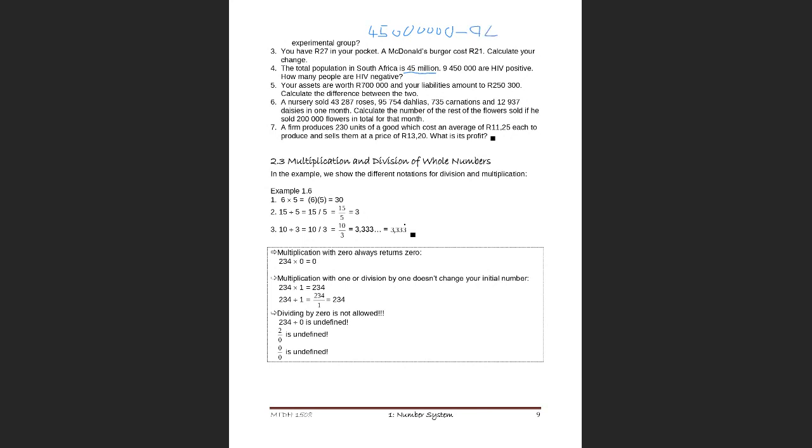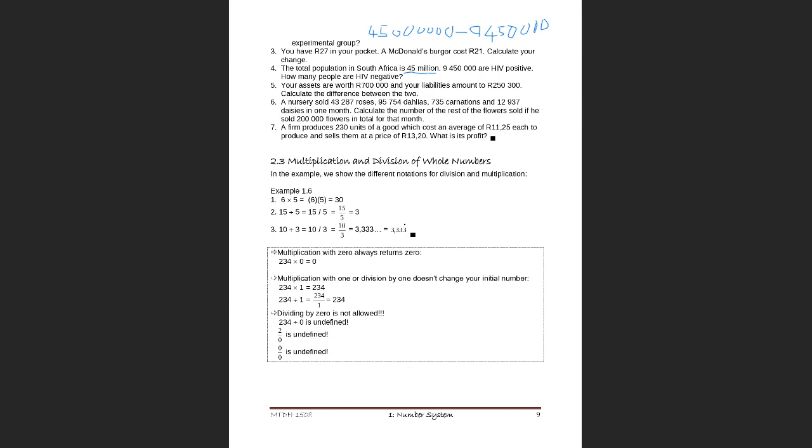So here, if you miss the zeros, you are going to make a mistake. 9, 4, 5, 0, 0, 0, 0. If you miss the zeros, you are going to make a mistake. So please check that. Yes, Mavokin, your hand is up.